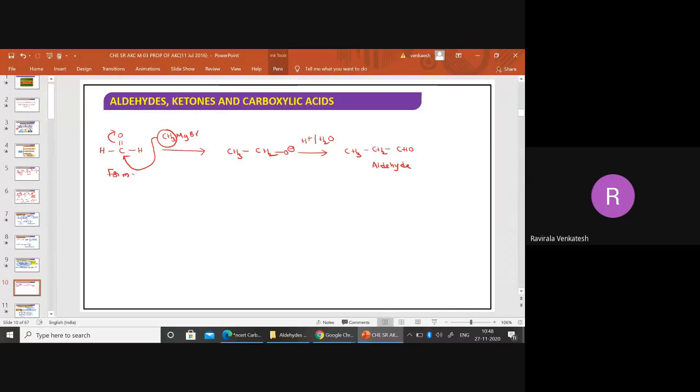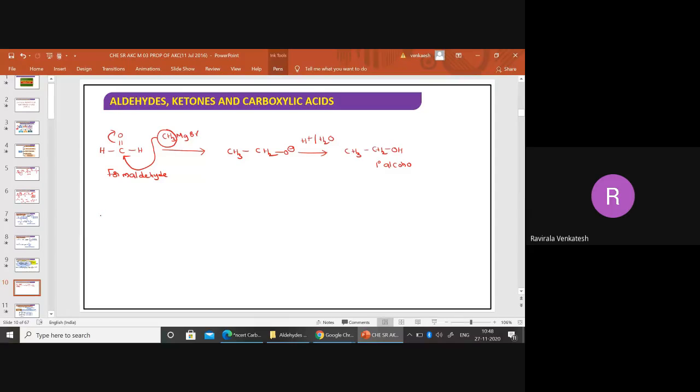Now formaldehyde gives the primary alcohol. If you want primary alcohol, we need formaldehyde. Okay. Only formaldehyde will produce the primary alcohol.